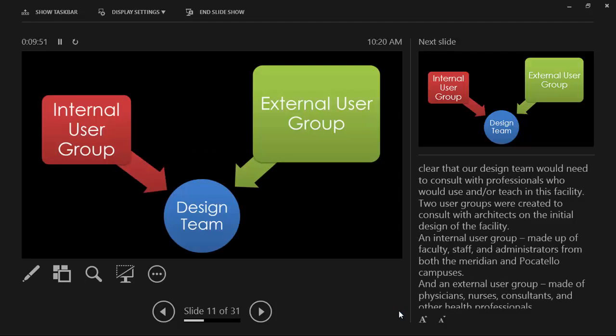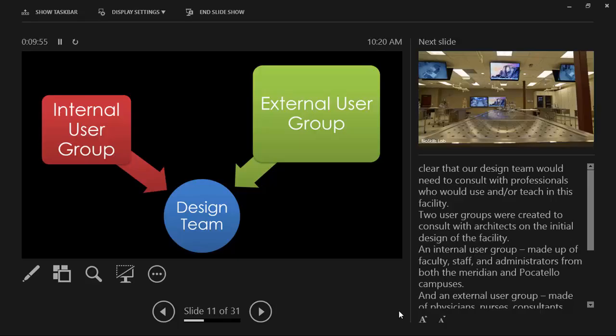So then from there it became clear that we weren't going to be able to do this just on our own, right? We needed to actually find out from folks who would be using these spaces. So we created a couple of different user groups that we consulted with. We created an internal user group, which was faculty, staff, and administrators at ISU, not students. And those were made up of folks from both Pocatello and main campus and the Meridian campus.